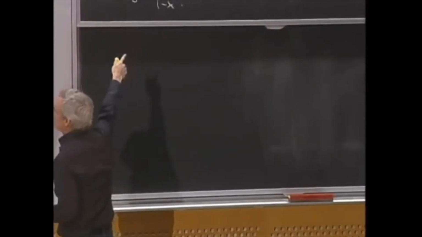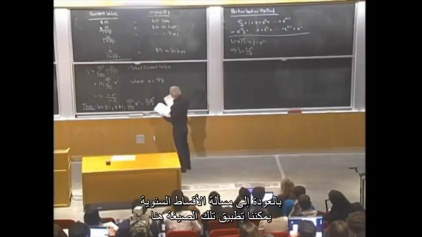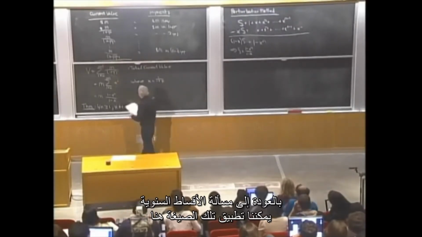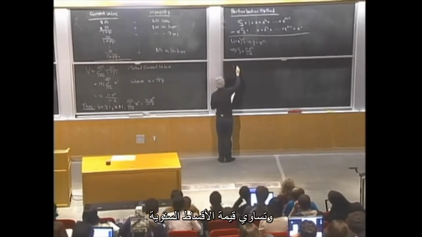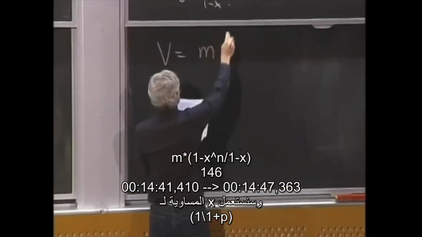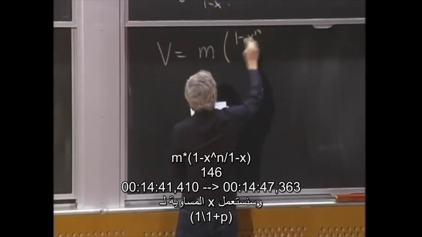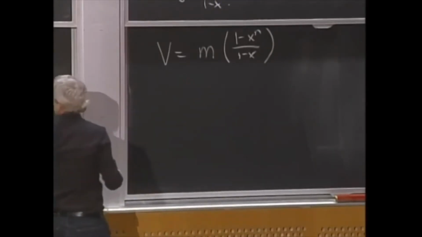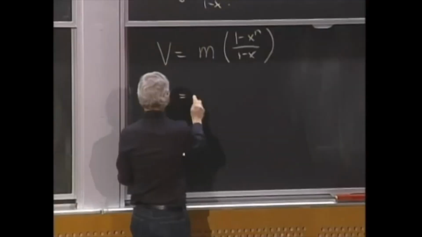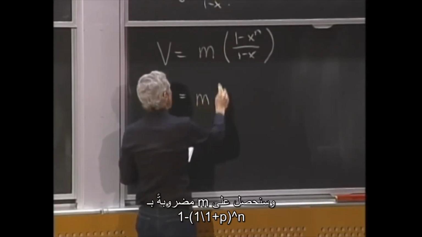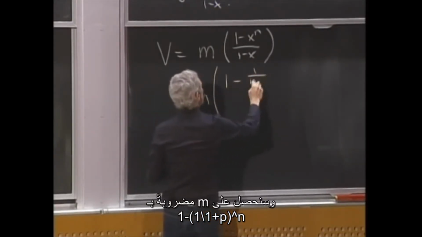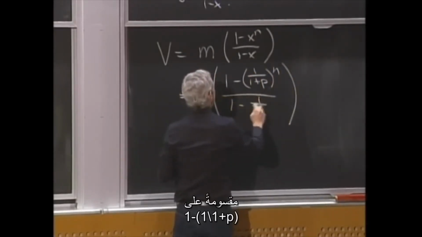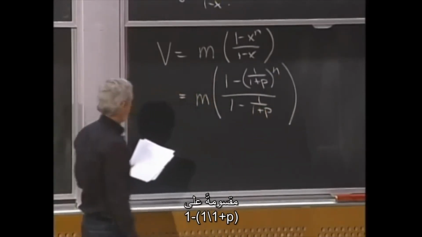OK, so getting back to our annuity problem, we can plug that formula back in here. So the value of the annuity is m times 1 minus x to the n over 1 minus x. We'll plug in x equals 1 over 1 plus p. And we get m times 1 minus 1 over 1 plus p to the n over 1 minus 1 over 1 plus p. Just plugging in.